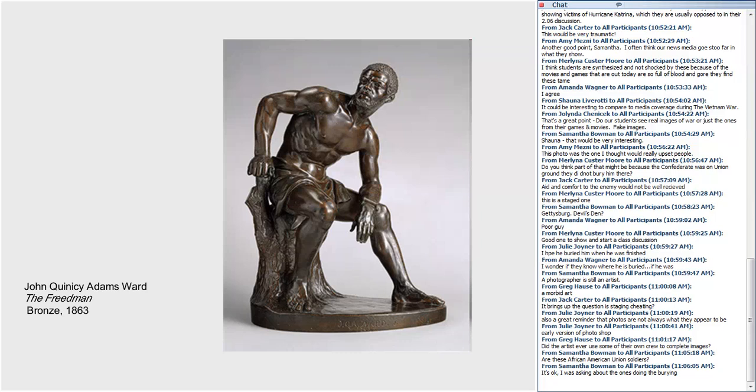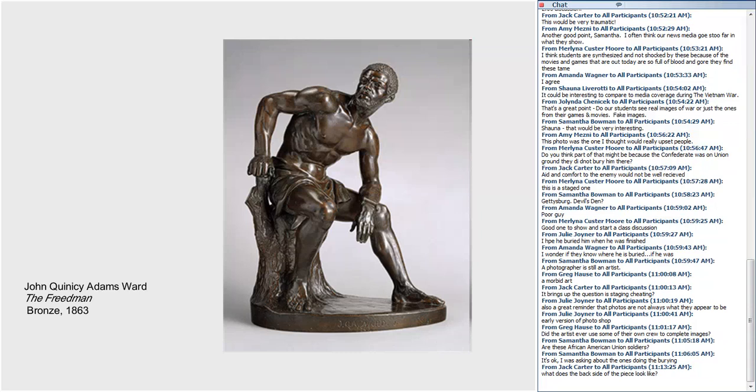And one of the things about his body that was remarked on at the time was that it was totally flawless. And so it was very much idealized. And this is in stark contrast to images like this that began to appear in places like Harper's Weekly. This is an image that came out barely a month after Ward's figure of the Freedman was exhibited in New York City. This image was made for the July 4th, 1863 issue of Harper's Weekly. And it's a very, very famous image. I'm sure many of you have probably already seen it reproduced, and it does in fact show the front and the back.